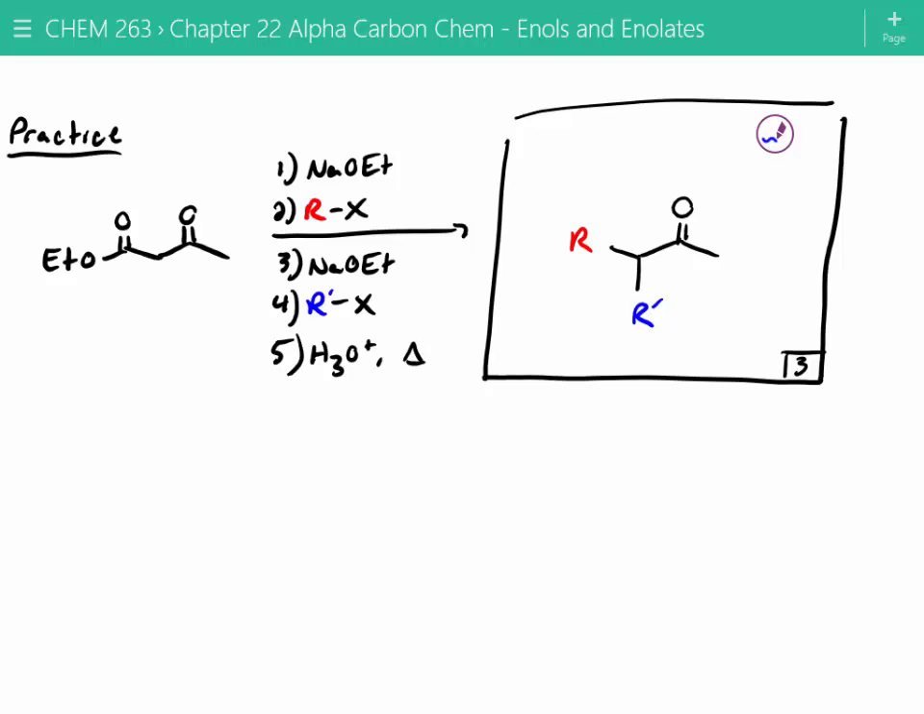Nope. So it's just like our malonic ester synthesis, but in this case, instead of a carboxylic acid off the end, we just have a ketone. Yeah, so it's an alpha substituted ketone.